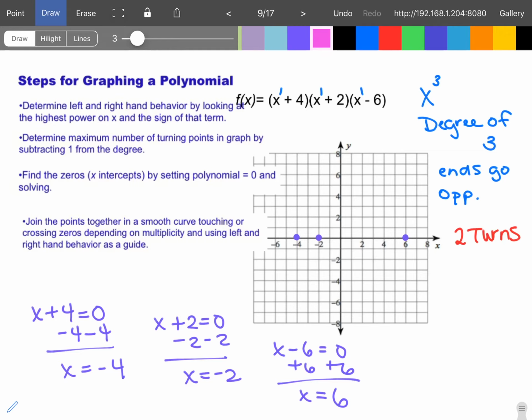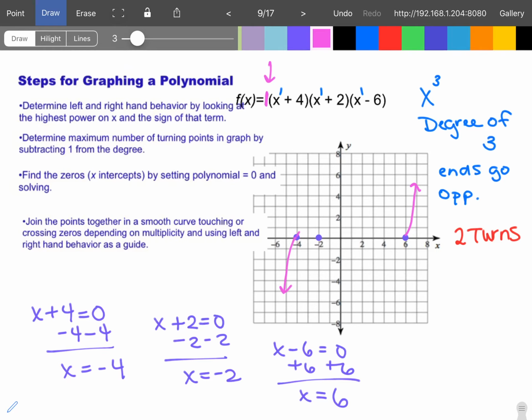Okay. The next thing I want to think about is my degree. Now, out front of this function right here, that's just a positive one. It's not a negative one, it's positive. So that means that the right end is going to be going in the positive direction. Remember that if it's an odd degree, that tells us our right end. Well, if the right end is going up, then the left end has to go down because they're supposed to go in opposite directions. And you got to curve it a little bit like that.